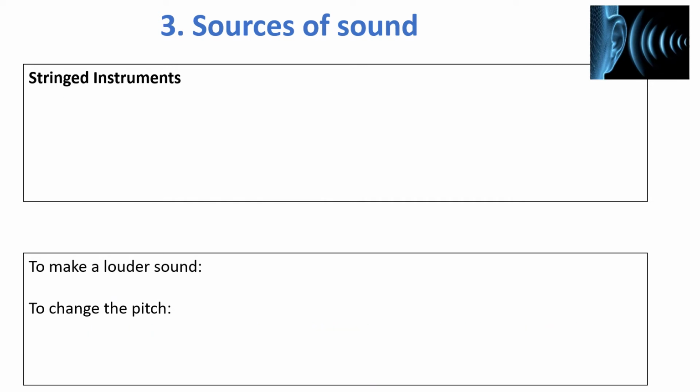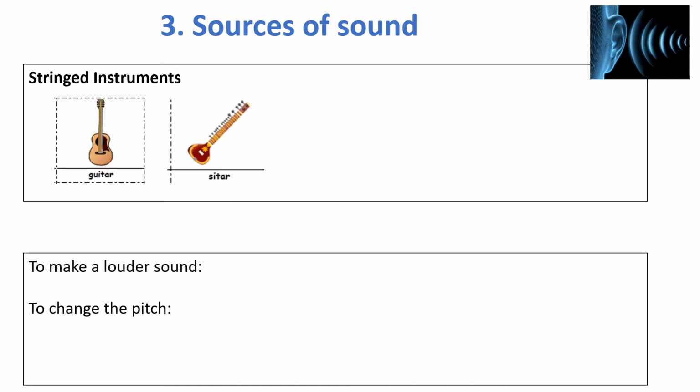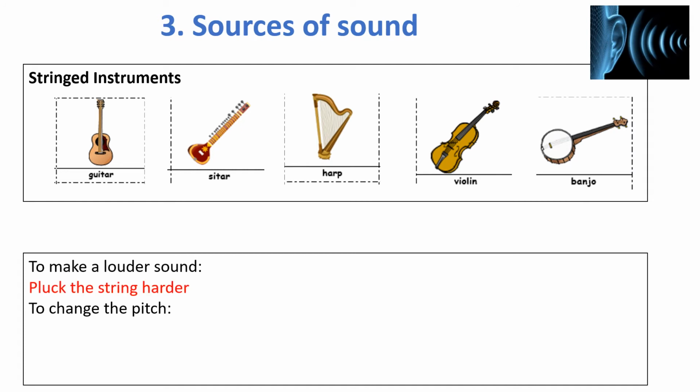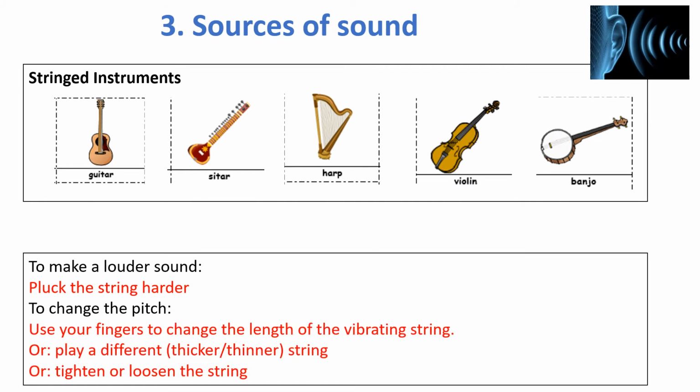Okay, for stringed instruments, again in no particular order, you should have guitar, sitar, harp, violin, and a banjo. To make louder sounds, you pluck the strings harder, and to change the pitch, you can do any of the following: use your fingers to change the length of the string, play a thicker or thinner string, and tighten or loosen the string.